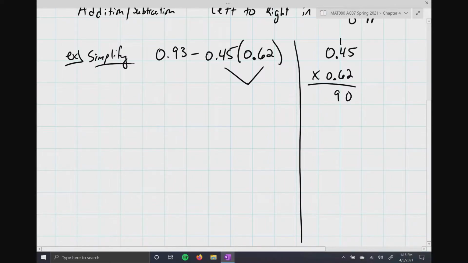Now, I need to start in the tens position. So I put a 0, and I'm going to multiply the 6 now. 6 times 5 is 30. Carry the 3. 6 times 4 is 24, plus 3 more is 27. I'm going to add these two up. 2972. So I know the product is 2,792. Is that correct? Is my math okay so far?